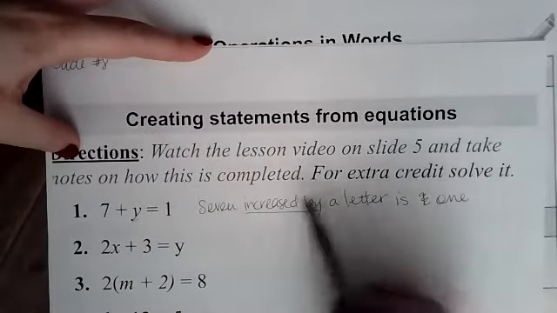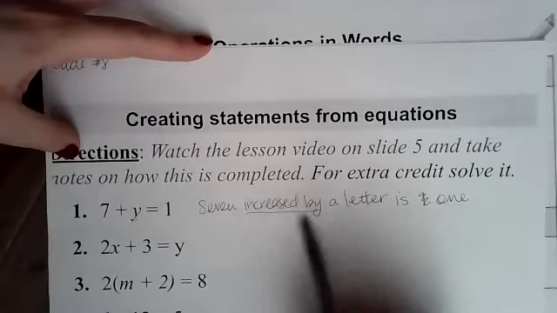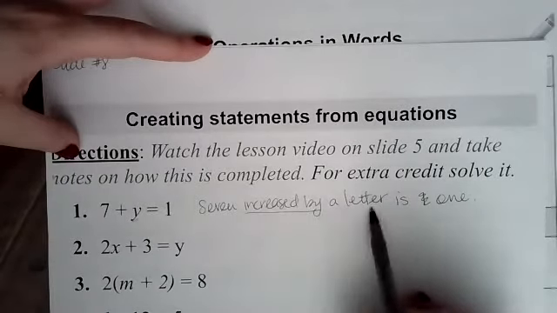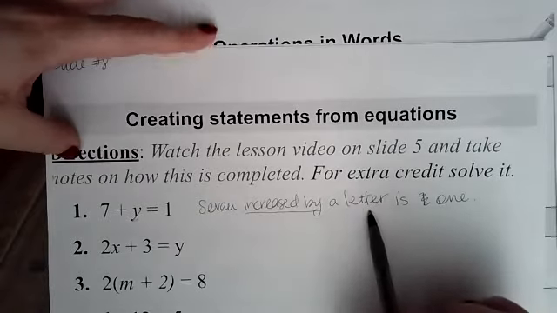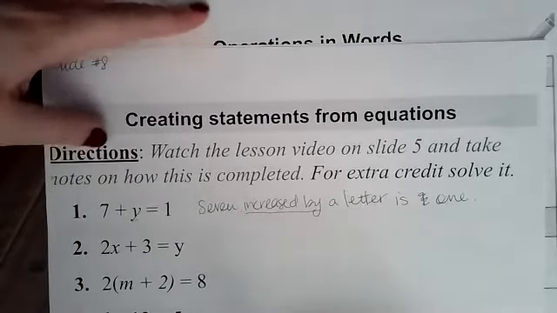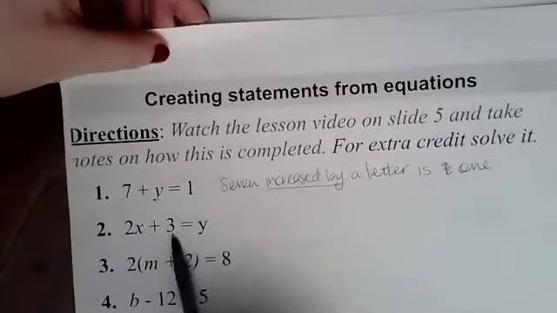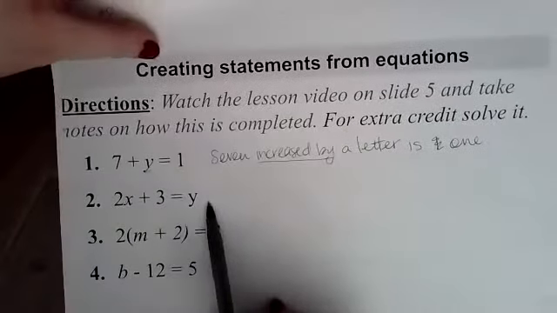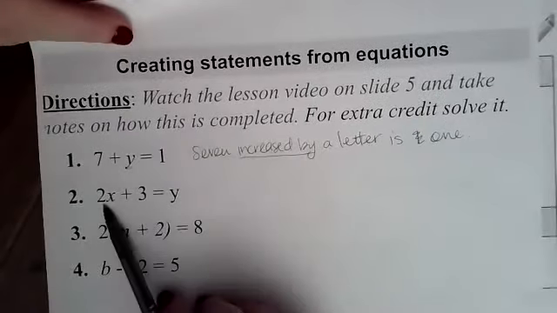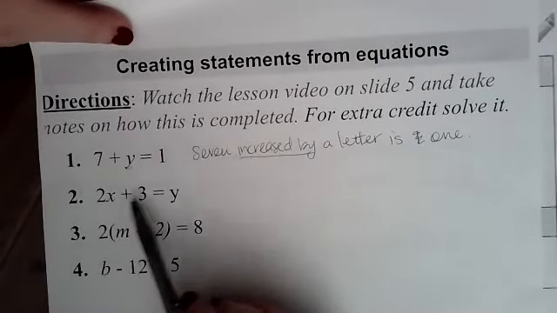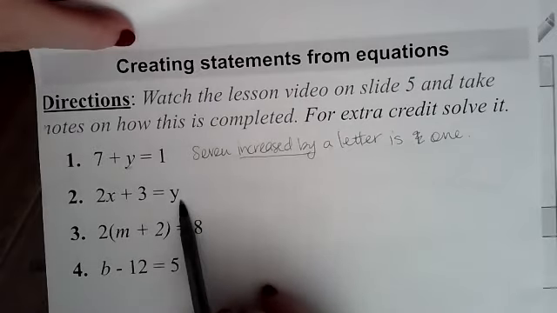Now, a couple things. You could say a different word other than increase by. That was just my choice. And then a letter, you could have said y also, okay? Let's move on to the next one. We have 2x plus 3 equals y, okay? Well, I know that 2 is multiplying with x. That's the only way that the number and the letter can be together. Adding 3, and that equals to y.